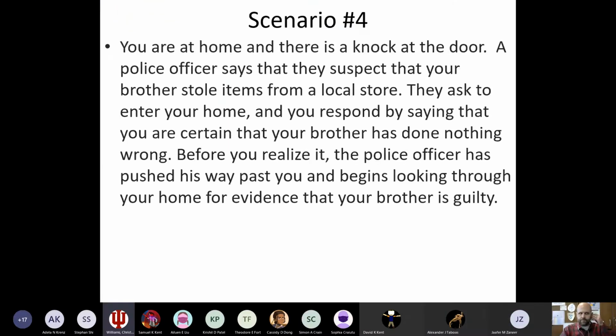All right, so you are at home and there is a knock at the door. A police officer says that they suspect that your brother stole items from a local store. They ask you to enter the home and you respond by saying that you are certain that your brother has done nothing wrong. Before you realize it, the police officer has pushed his way past you and begins looking through your home for evidence that your brother is guilty. So the question I would ask in this circumstance is, is there a violation in place or no violation? And then which amendment would be used in this scenario?